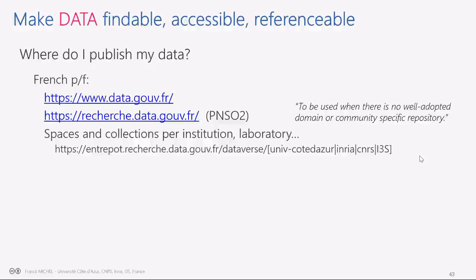But actually, if you go into the details on this platform, you can find lots of spaces and collections that are for your institutions or for your lab. So there are collections for University Côte d'Azur, INRIA, CNRS. There is a collection for I3S, which is a part of the CNRS space, and so on. And it's free. I mean, you can just log in and deposit your data. You have a set of metadata to enter, and the more metadata, the richer it is, so the more findable it is. And this is it. There is just a review process, and the next day it's online. And you have a DOI. Every deposit gets its own DOI.